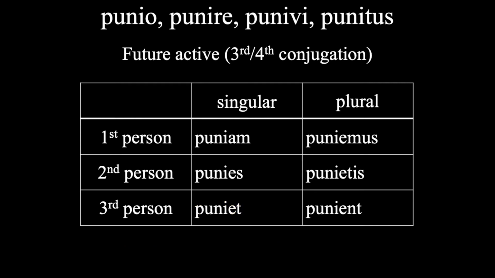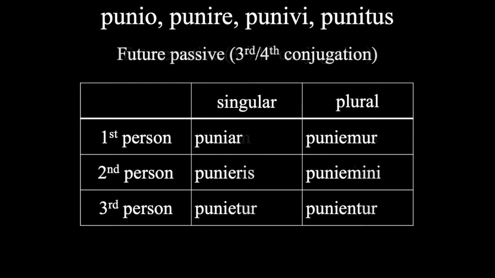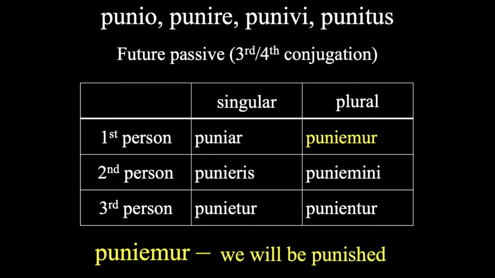Okay, punire is a fourth conjugation verb, so it's definitely an IO verb. They all are. So it still has that i-e as well. And we do the same thing as before. These are the active endings. We'll change to passive, giving us this: puniar, punieris, and punietur, and so forth. Look at the first person plural, puniemur. That means we will be punished.